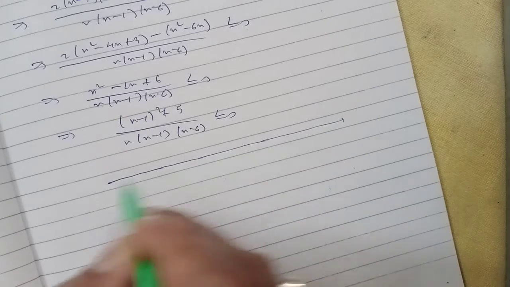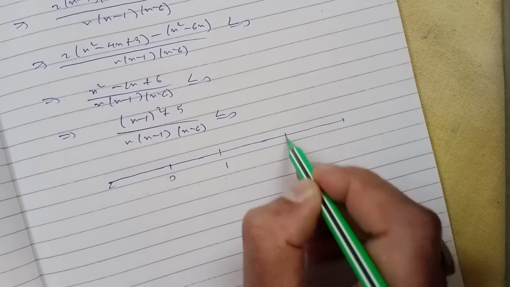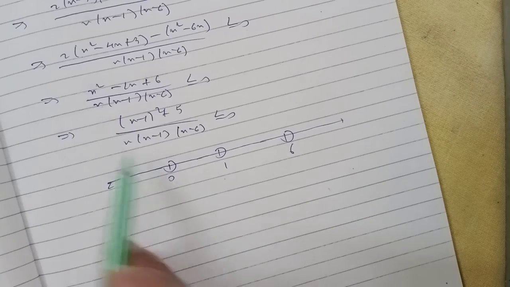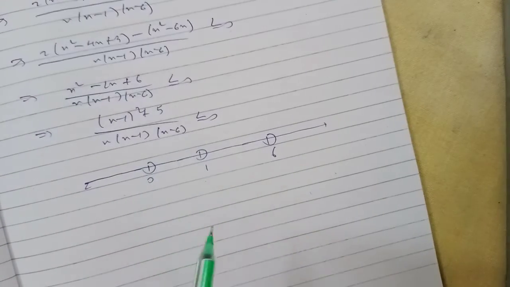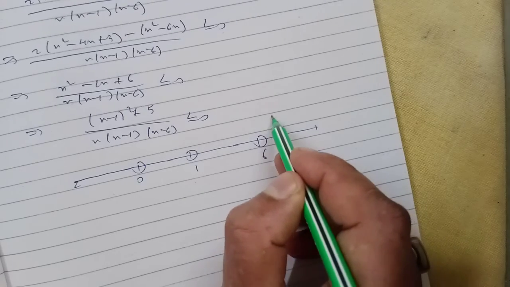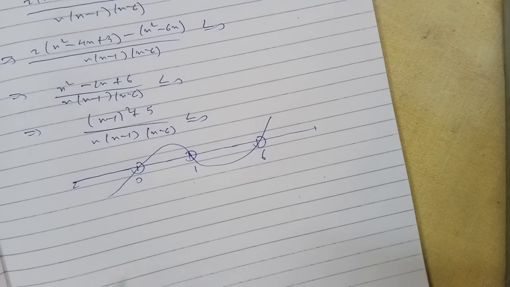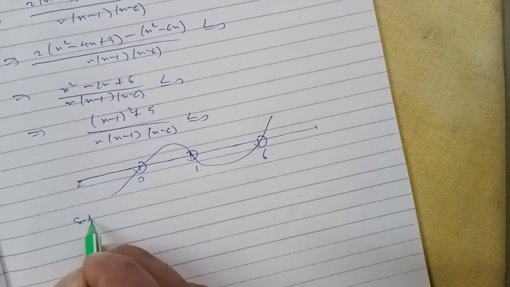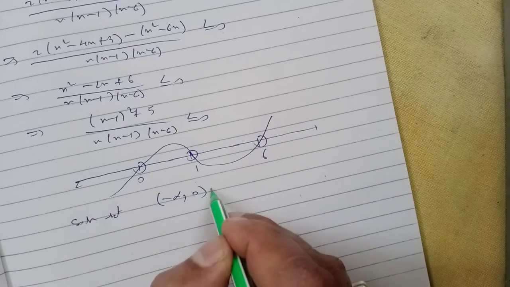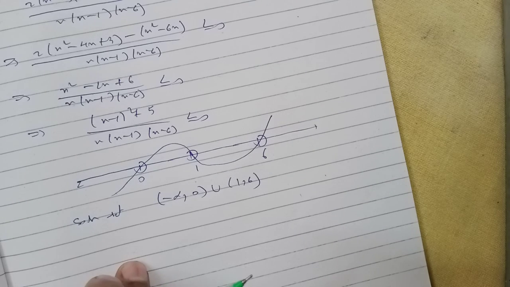This is our number line. Plot the zeros 0, 1, then 6. Everyone should be excluded from the solution set because they are zeros of the denominator. More than 6, say 7, positive. Start drawing in this way. Now lesser equals 0. So the solution set is minus infinity to 0 open, union 1 to 6 open. This will be the solution set.